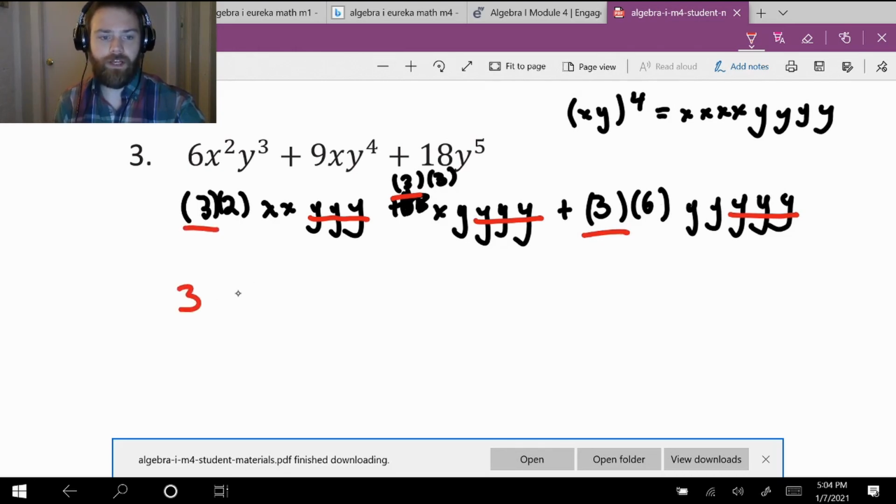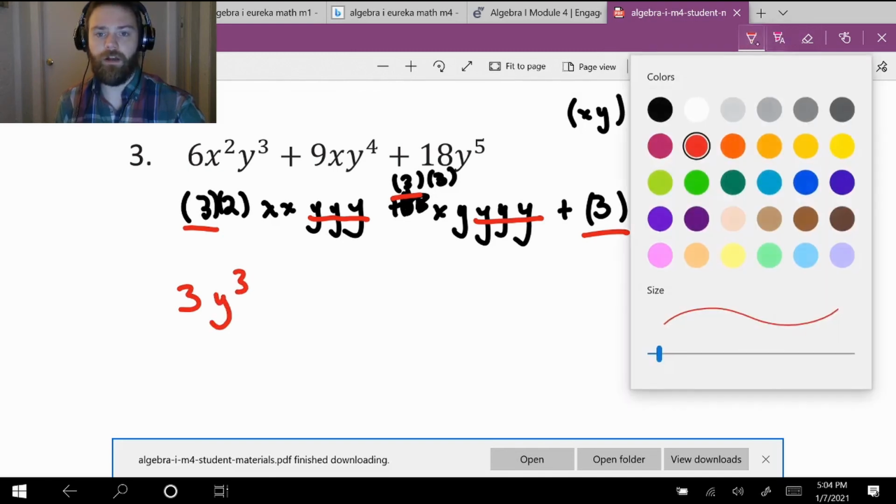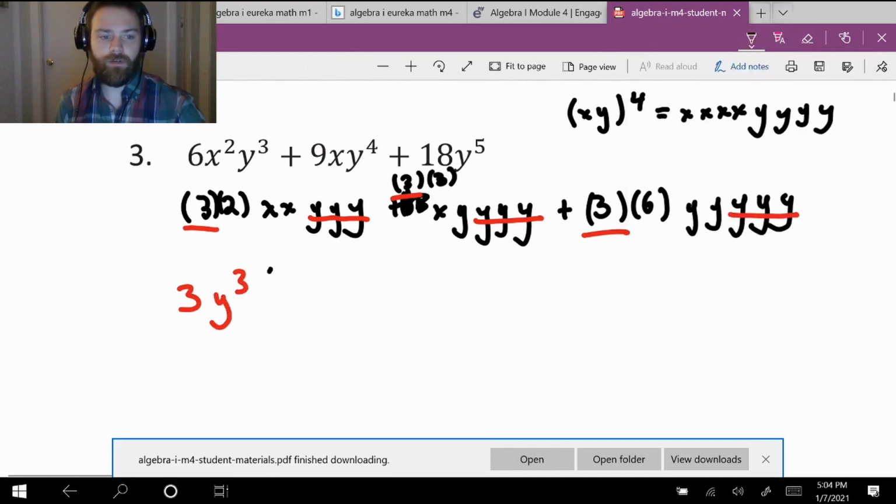So I've got 3y cubed factored out. And then the rest of the stuff just goes inside the parentheses. So 2 is left. So I'm going to cross some of this stuff out. And I'm not saying it's canceling. I'm just saying we factored it out to the front of the expression.